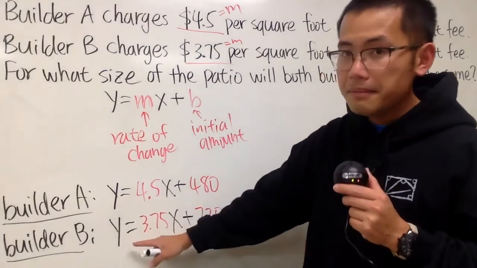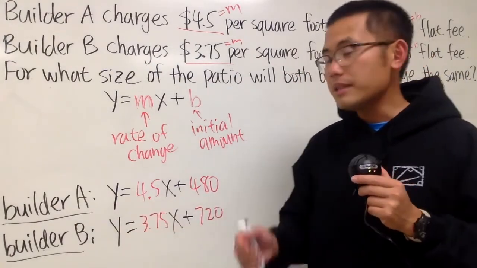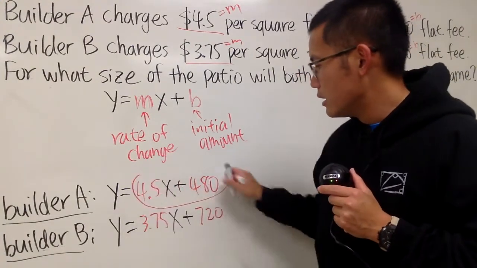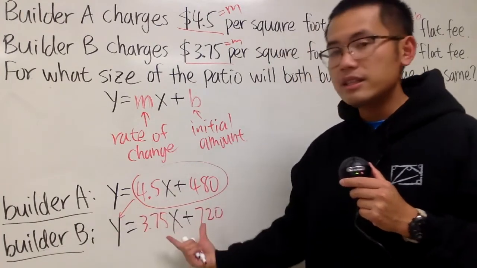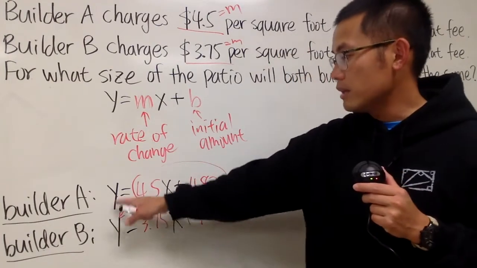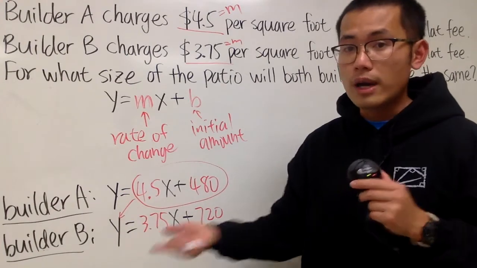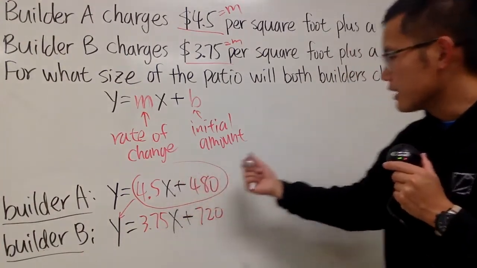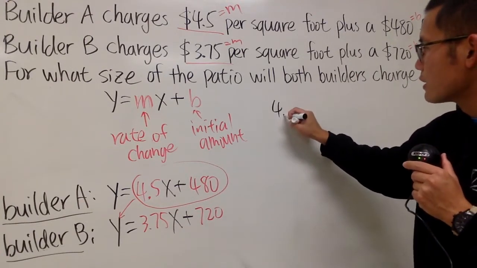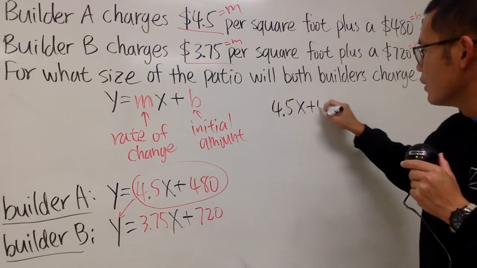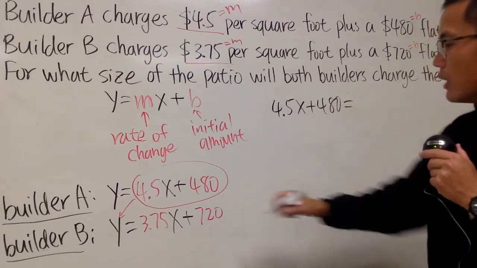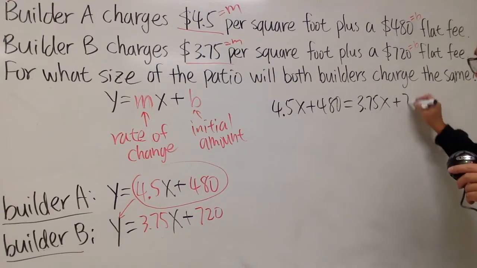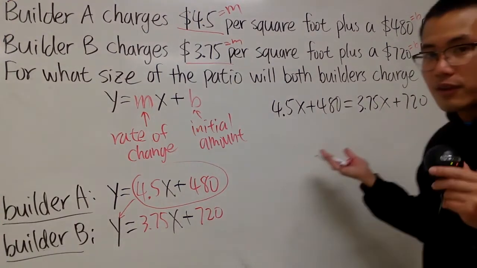And remember, the y stands for the cost, right? So all we have to do is set these two equal to each other, because this right here is y, and that right here is also y. So we're pretty much doing substitution. All right, so have a look. First, I will just write this down for you guys. We will have $4.50x plus 480. This is equal to 3.75x plus 720. And now I just have to solve for this, yeah?